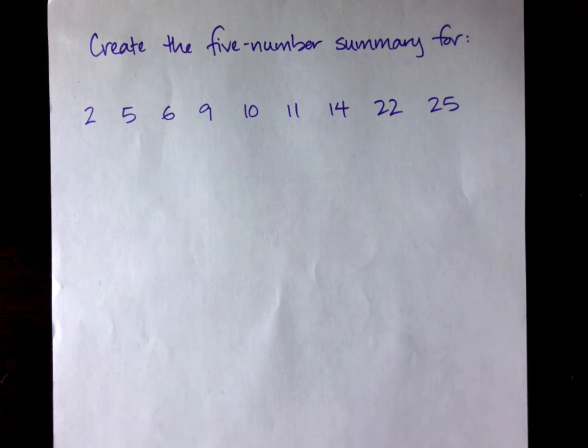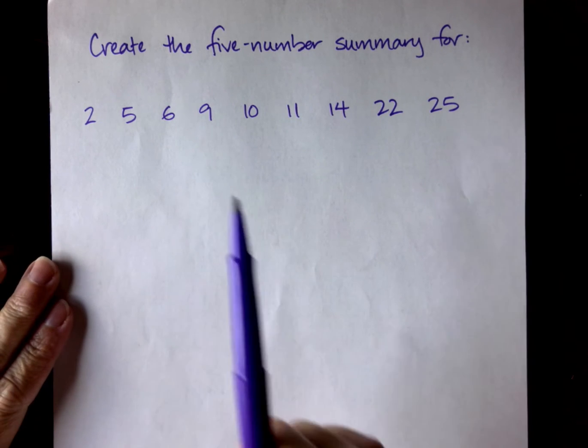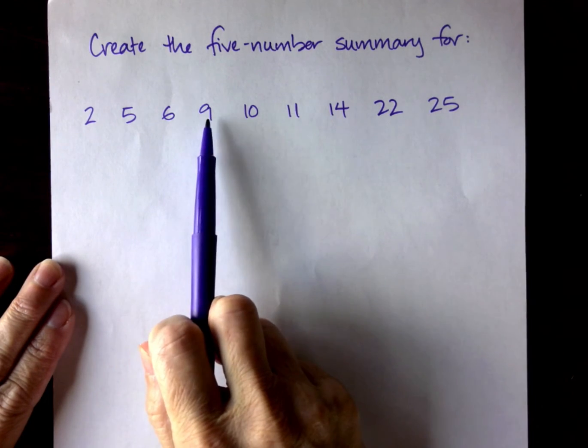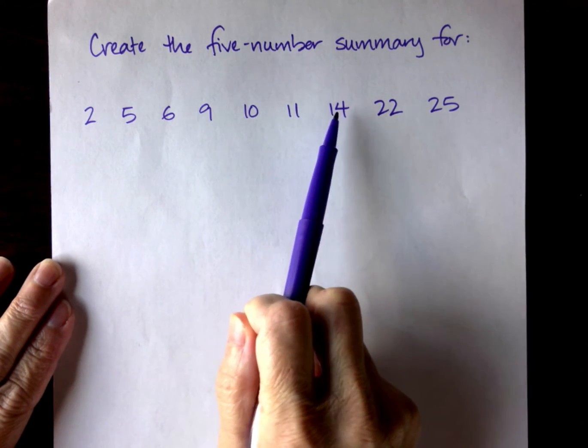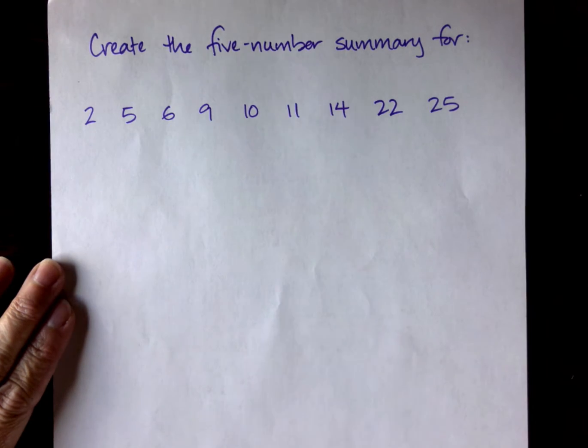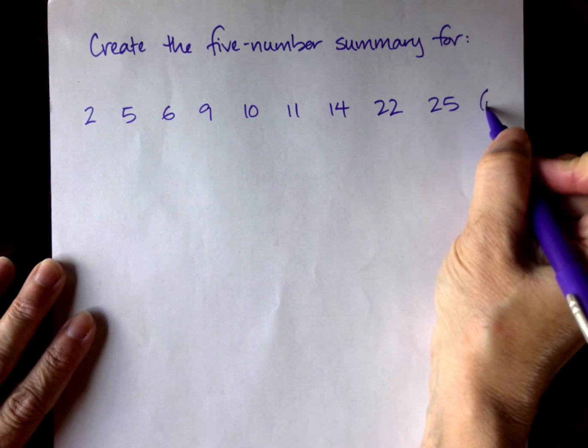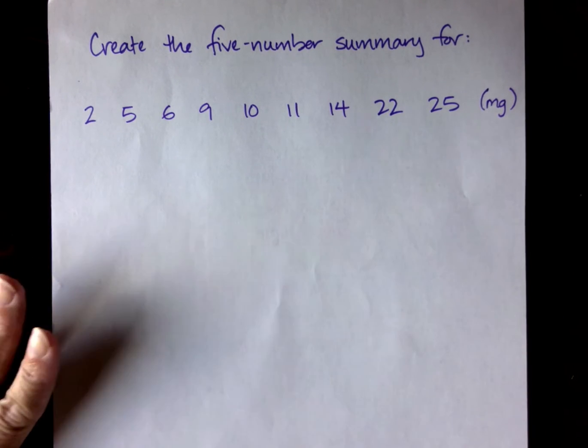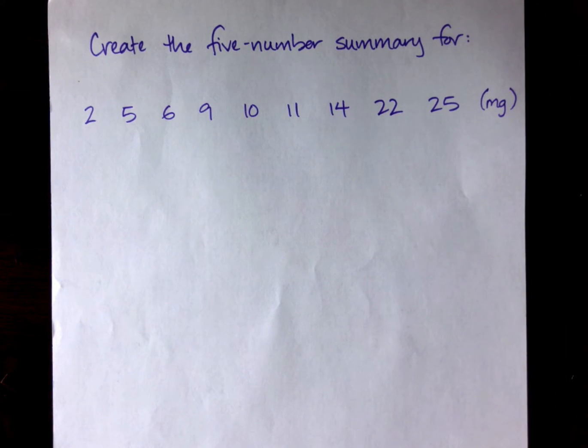Let's create the 5-number summary for this sequence of numbers here. I have 2, 5, 6, 9, 10, 11, 14, 22, and 25. And let's pretend that these are all measured in some unit, like let's pretend it's milligrams, all of them.